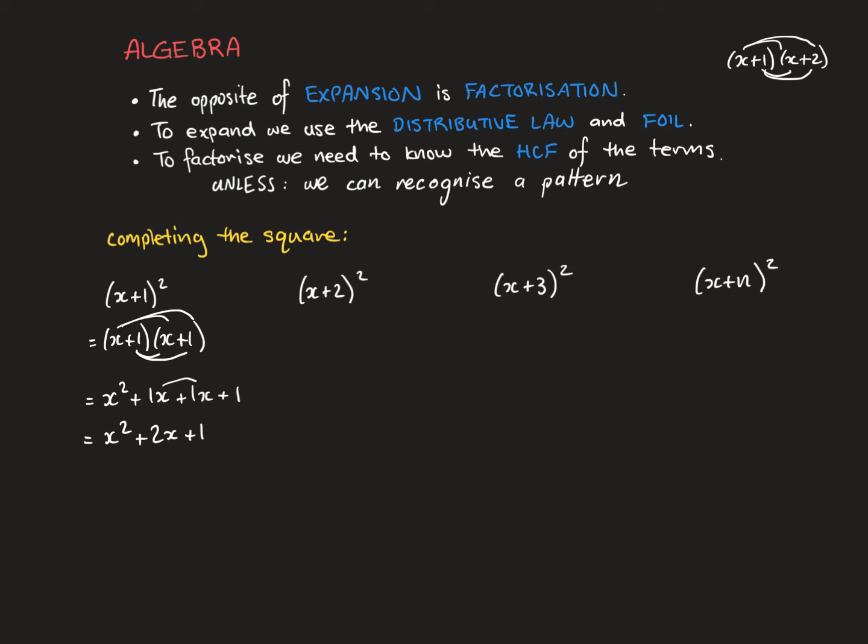Let's try that again for this second one over here. We've got x plus 2 all squared, which would look like this, squaring both. Then we're going to use FOIL, so multiply those two together, multiply those two together, multiply these two together, and last, 2 times 2 is 4. Combine the like terms, we end up with x squared plus 4x plus 4.